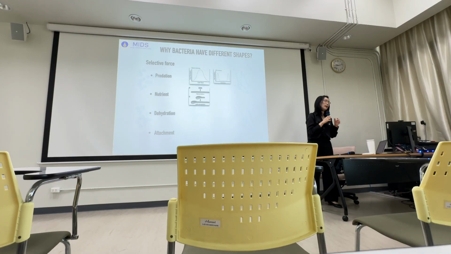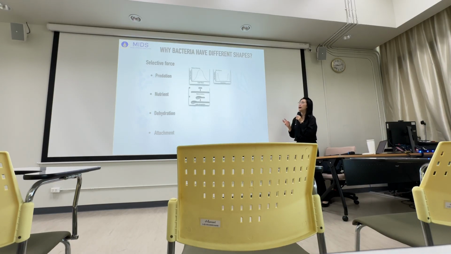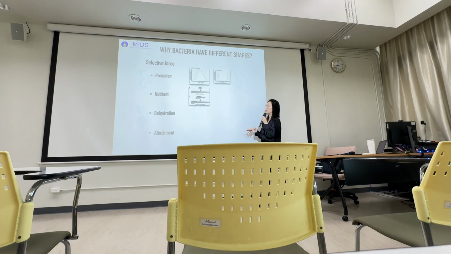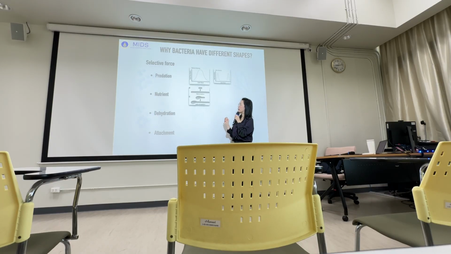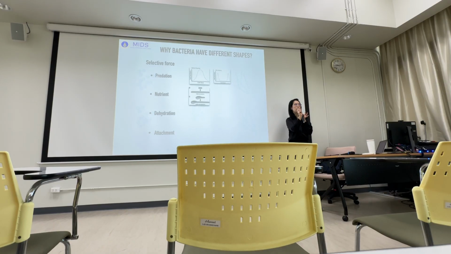The second one is nutrition. This selective force we also find in humans. Sometimes if the bacteria stay in an area that lacks food, they increase their size to increase the surface area so that the cell can absorb more molecules. Sometimes when nature is very harsh with little food, if we are small we have little outer surface area and less chance to absorb. So some bacteria stretch themselves longer to have more surface area, both to attach and to absorb more. That's for nutrition.